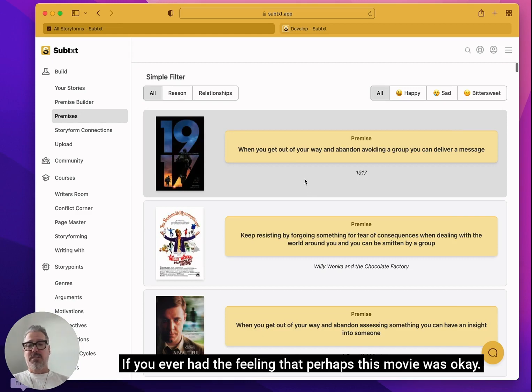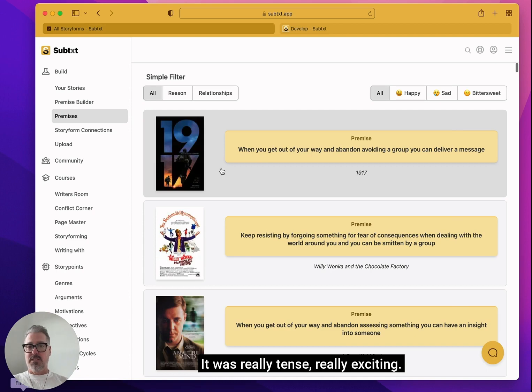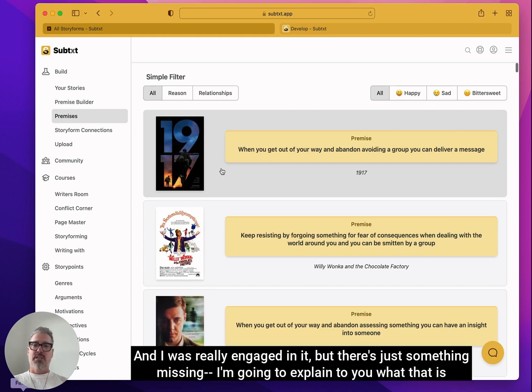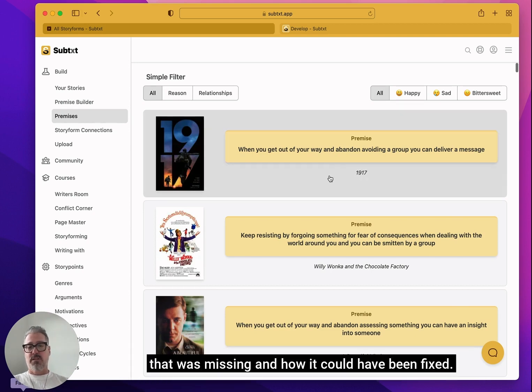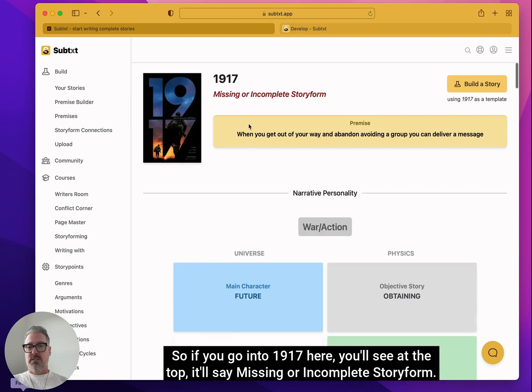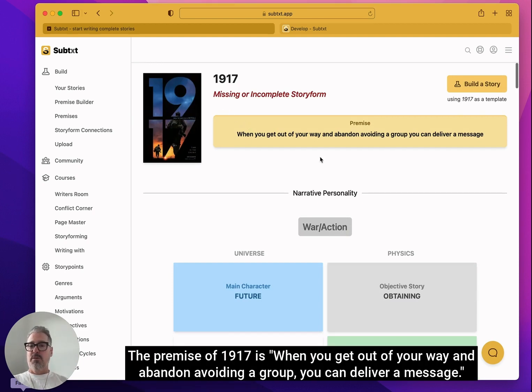Have you ever had the feeling that perhaps this movie was okay? I really liked it. It was really tense, really exciting, and I was really engaged in it, but there was just something missing. I'm going to explain to you what that was and how it could have been fixed. If you go into 1917 here, you'll see at the top, it says missing or incomplete story form. The premise of 1917 is when you get out of your way and abandon avoiding a group, you can deliver a message.